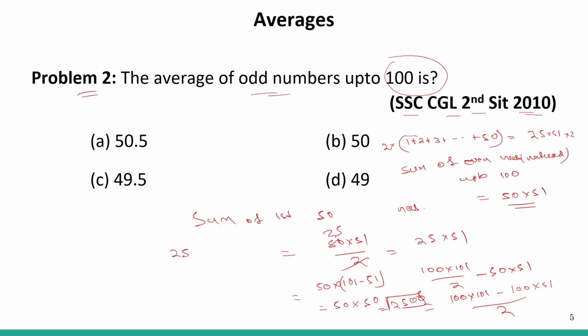So 2500 by 50, because there will be 50 natural odd numbers, is equal to 50. So 50 will be the correct answer here. 49 and 49.5 are wrong solutions.